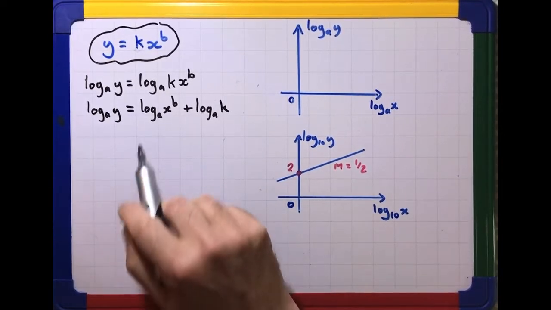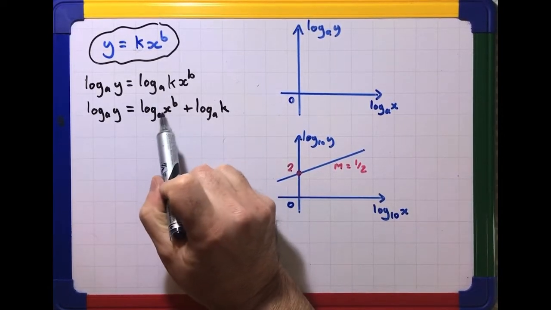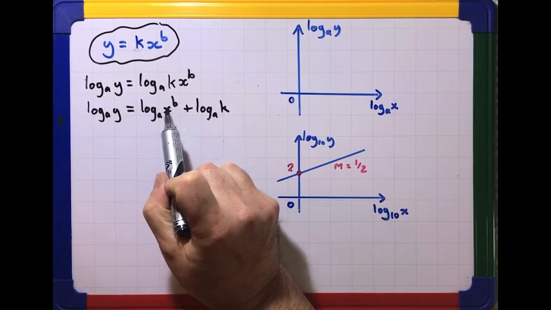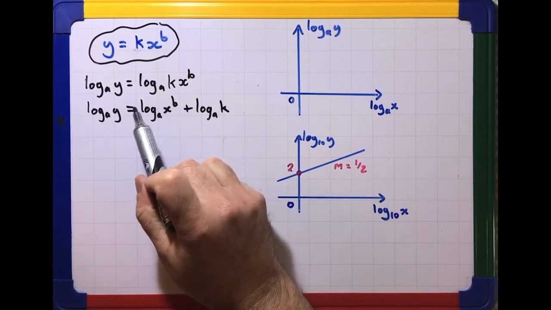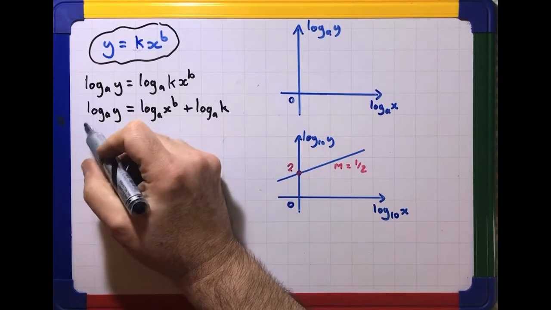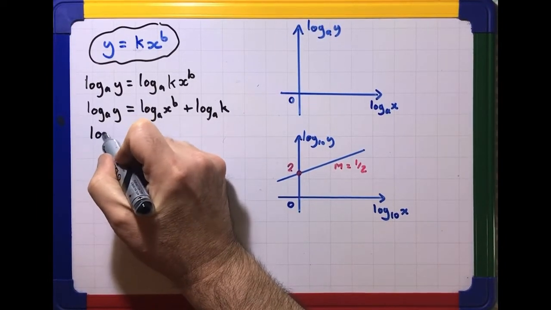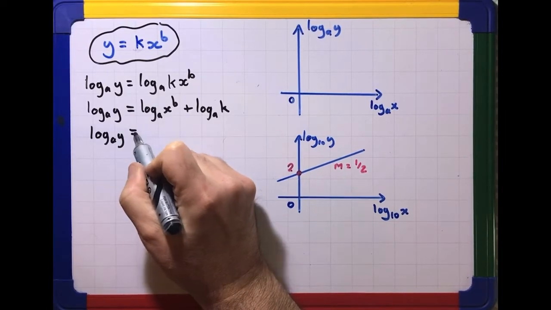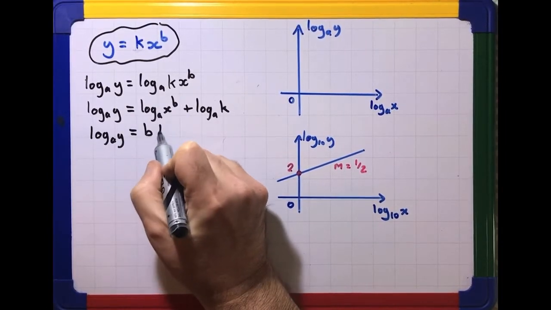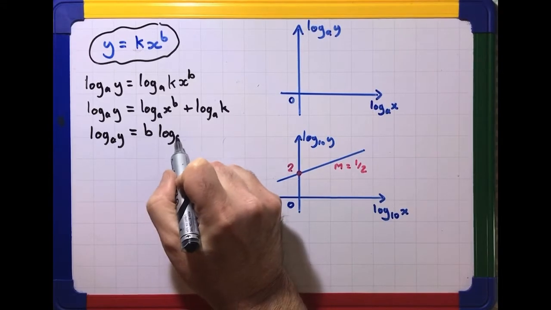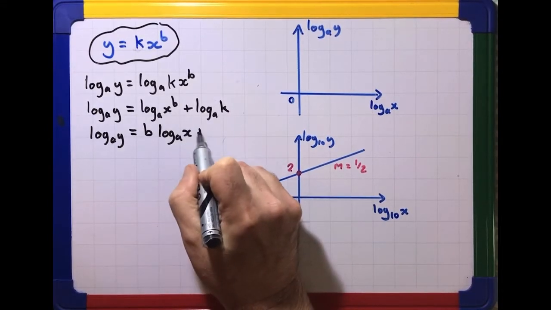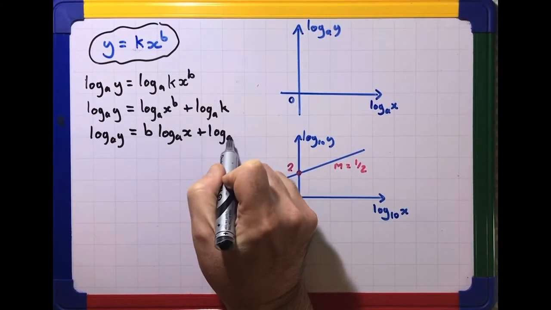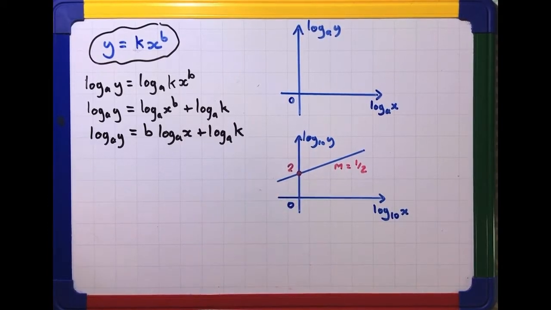The other thing we know is when we raise to a power inside a log, it's the same as multiplying the log. So this would become log to the base a of y equals b log to the base a of x plus log to the base a of k.